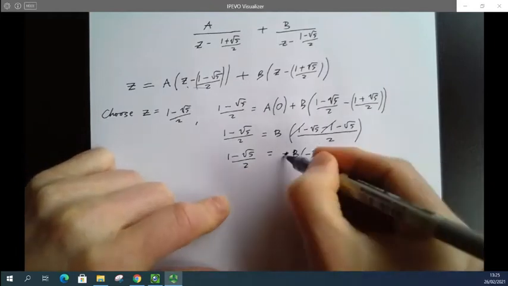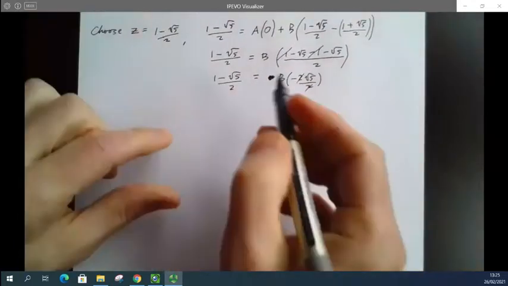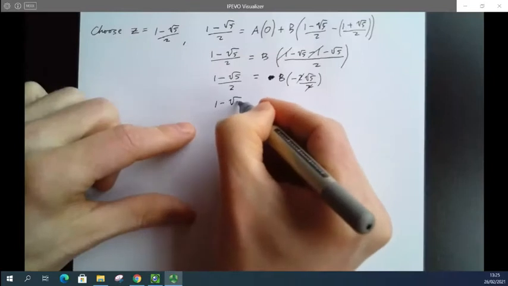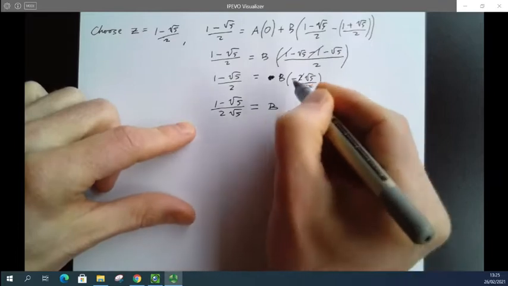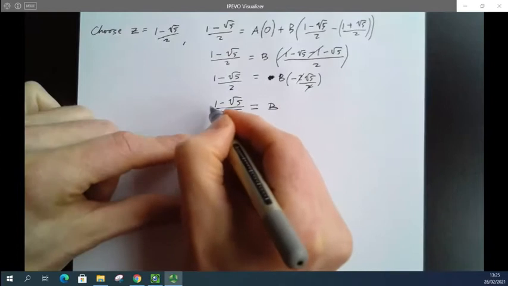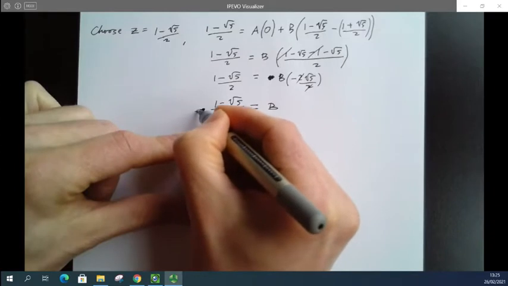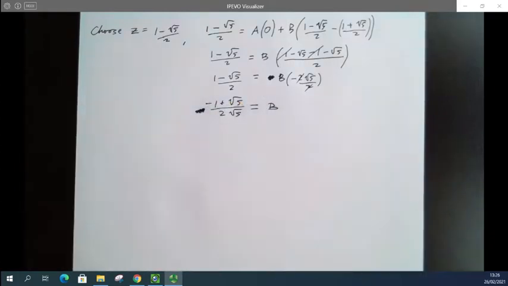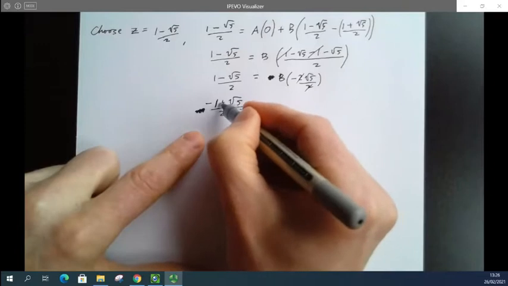So I have 1 minus root 5 over 2 gives me b times minus root 5. Hang on, where's this minus b coming from? It's not. It's just b times minus root 5. So then we have 1 minus root 5 over twice root 5 is equal to b. We should divide both sides by minus root 5, so I better put a minus on the front, or I can go minus 1 plus root 5. Let's do it like that. So change the sign on both sides: minus 1 plus root 5 over 2 root 5. Now you might be tempted to cancel those root 5's, but you can't because we have a sum here on the left.